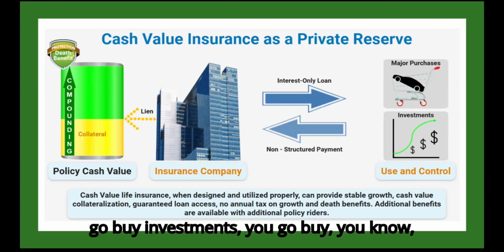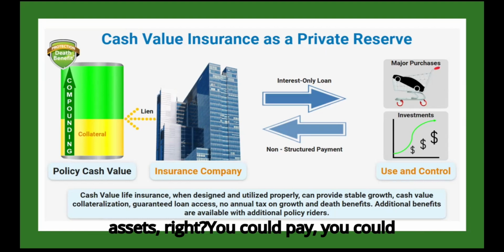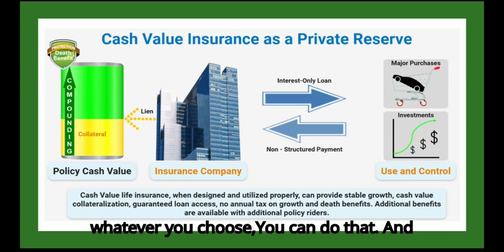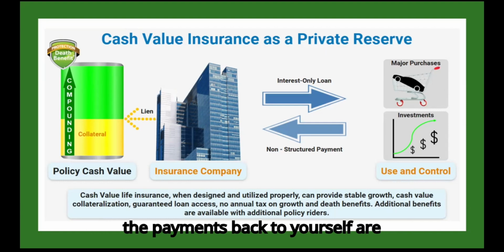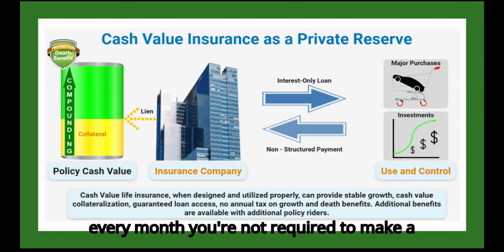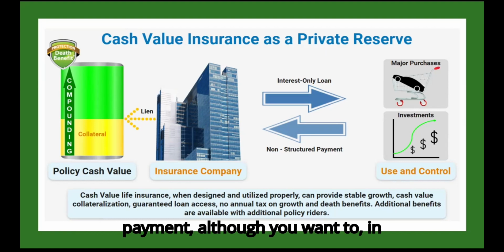And so the difference though, you have unstructured payments, right? You take the money, you go buy investments, you go buy assets, or you could take a trip, whatever you choose, you can do that. And the payments back to yourself are unstructured, meaning there's no requirement that every month you make a payment, although you want to.